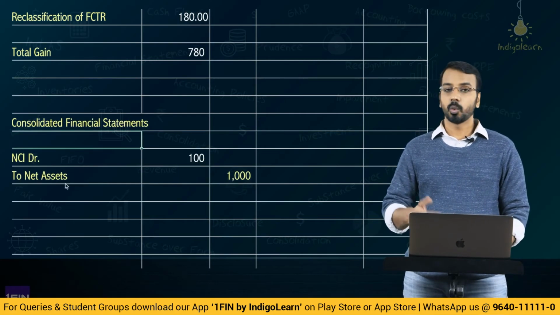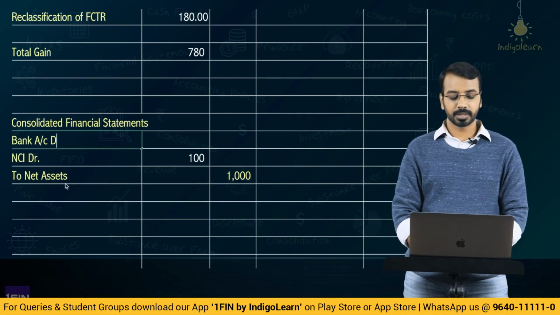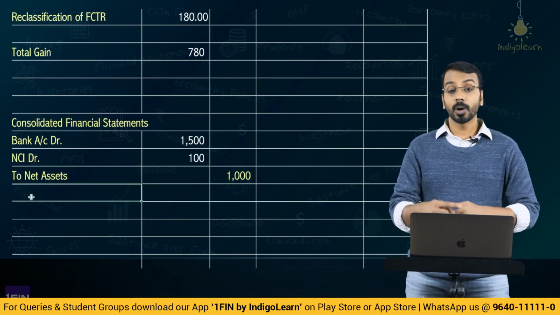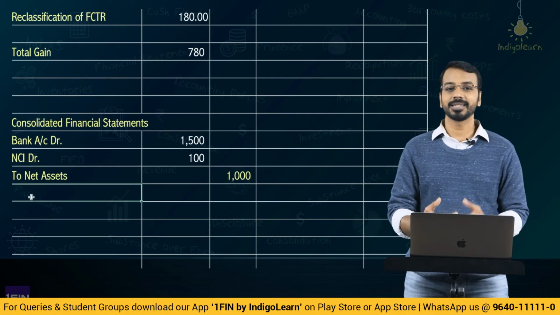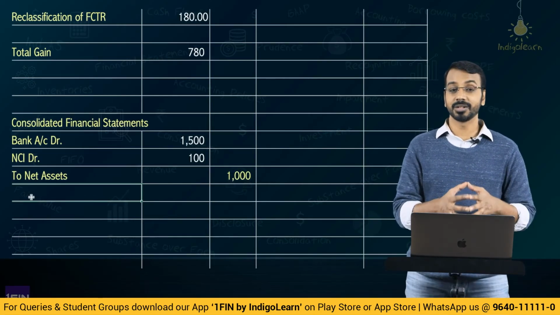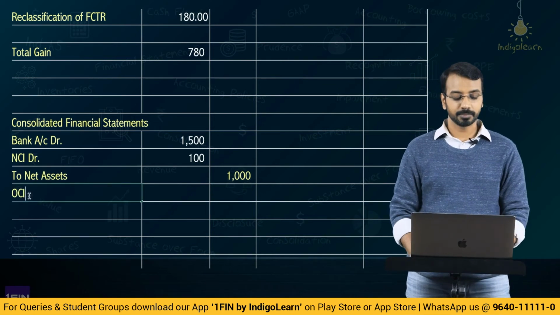Then what else will you debit? You have received 1500, so bank account debit 1500. Then you have to de-recognize the foreign currency translation reserve portion as well, correct. Now, that foreign currency translation reserve is lying at two places. Which two places? OCI. So, let me add here.